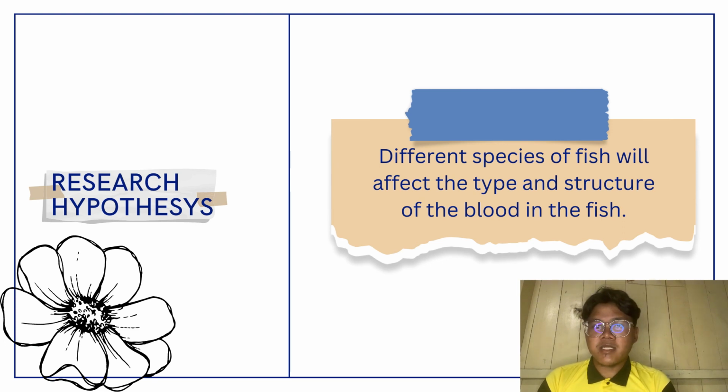Next part is research hypothesis. So the research hypothesis of this lab is different species of fish will affect the type and structure of the blood in the fish.